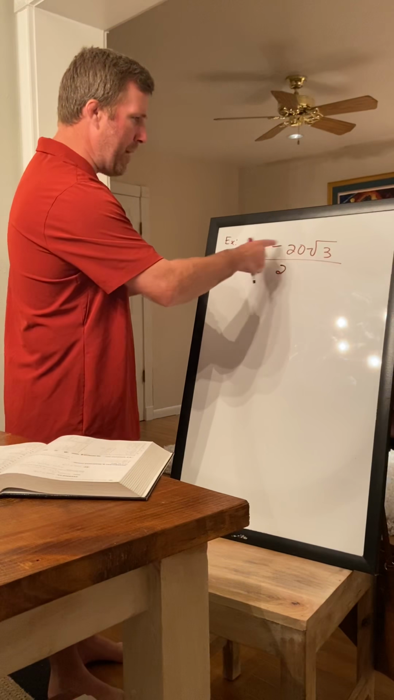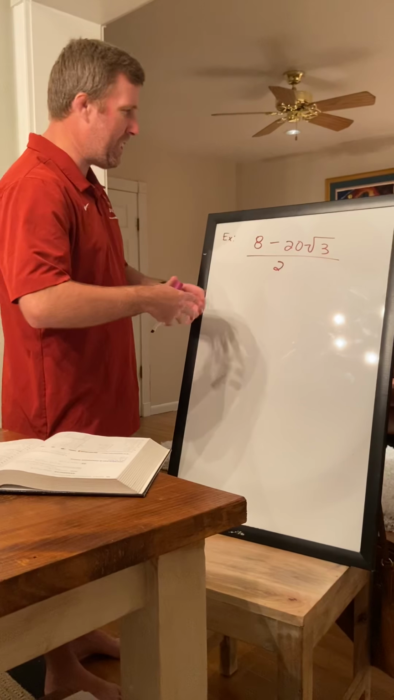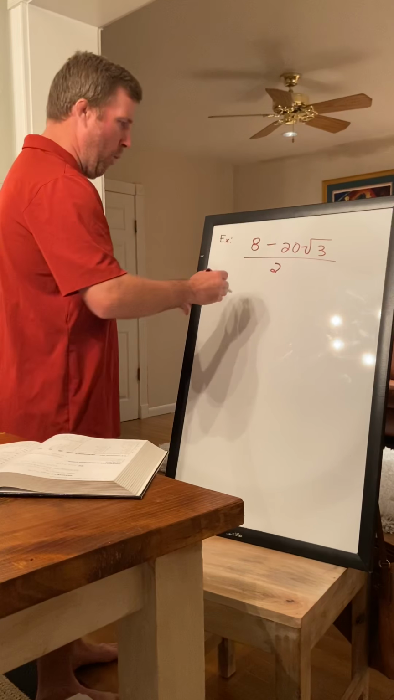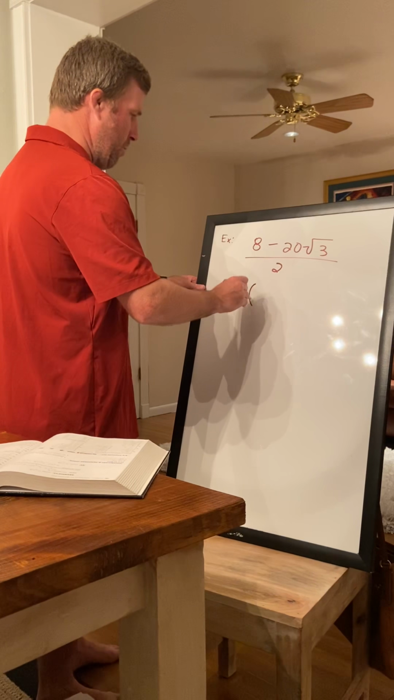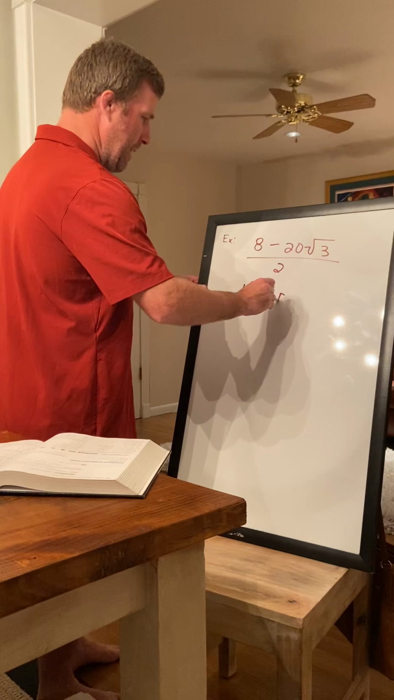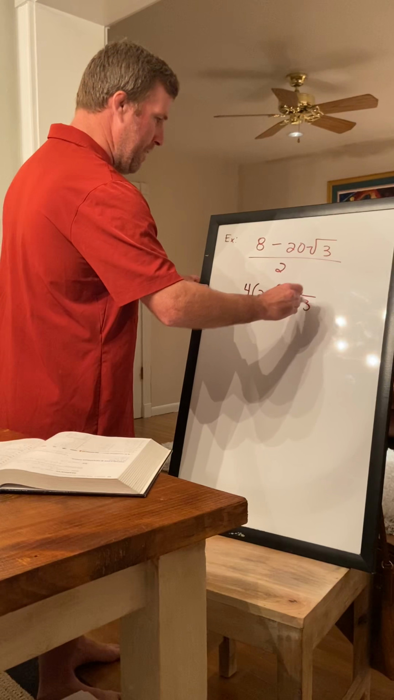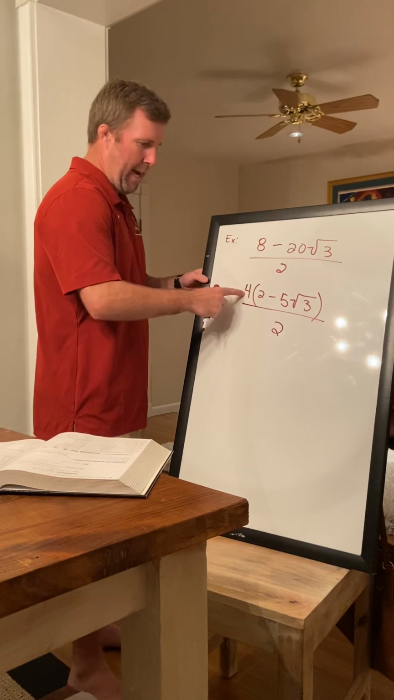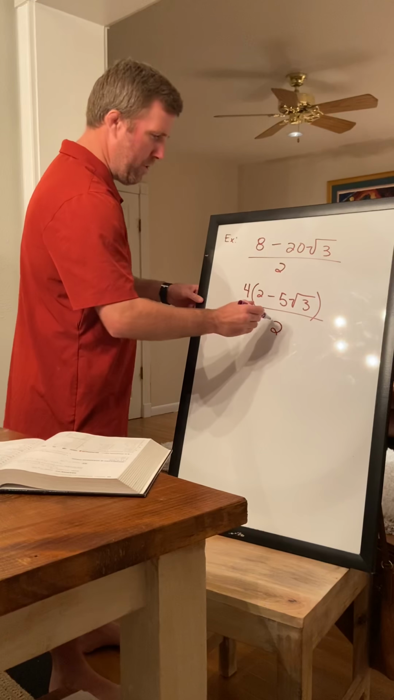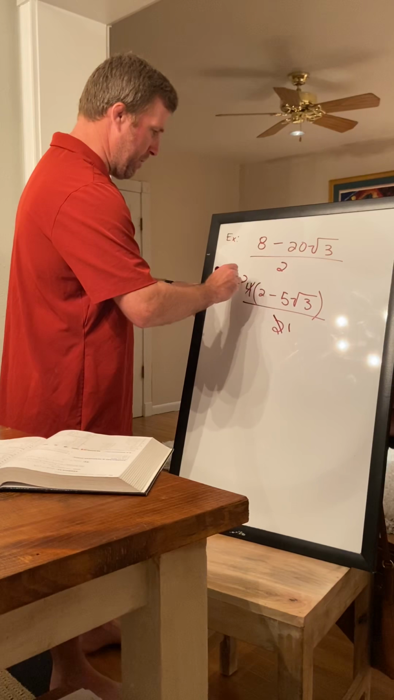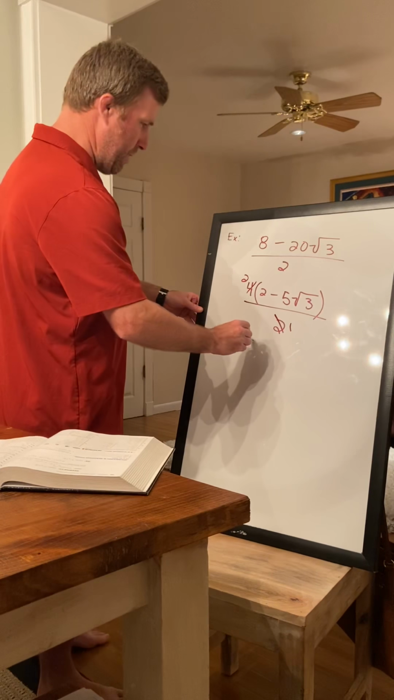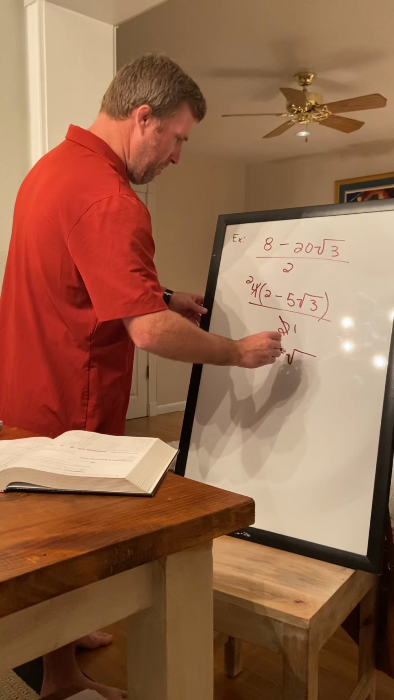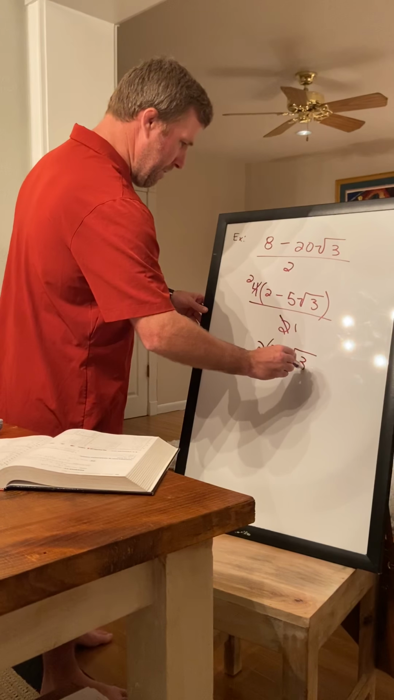So I look up top, it's two terms. Is there a GCF I can take out? Is there a number that goes into both 8 and 20? Yeah, 4. So we take a 4 out, which would leave me with 2 minus 5 times the square root of 3, all over 2. I can now reduce the 4 and the 2. That becomes a 1. That becomes a 2. My final answer, 2 times 2 minus 5 square root of 3.